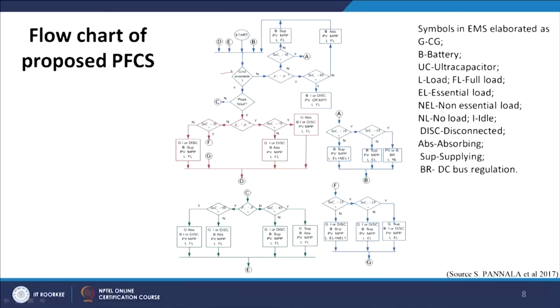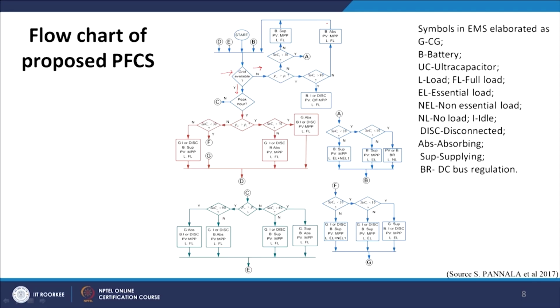Let us start from this point. This is my grid, and there are two scenarios. The grid may be available to me and sometimes the grid may not be available to me. Now, let us say if the grid is available, then I move this way. If the grid is not available, then I will follow the other loop. Grid not available means islanded operation.